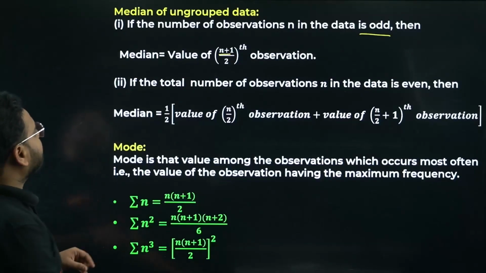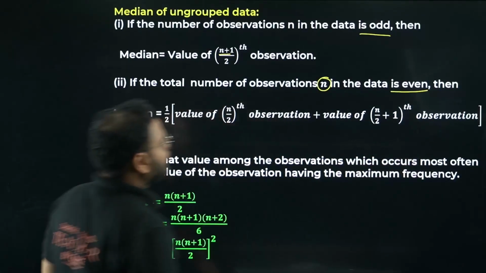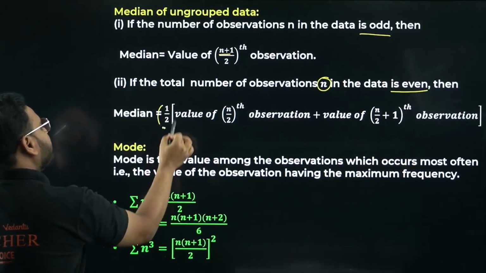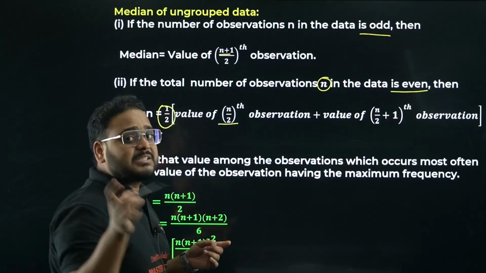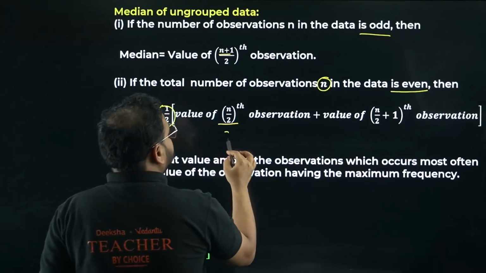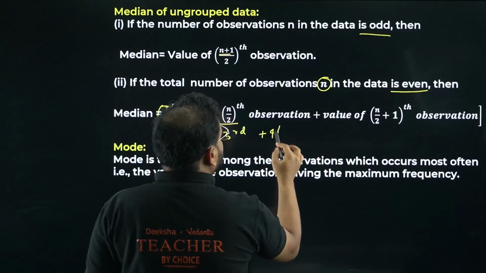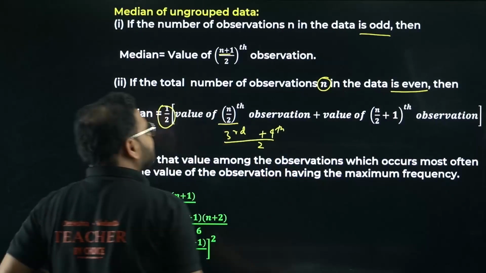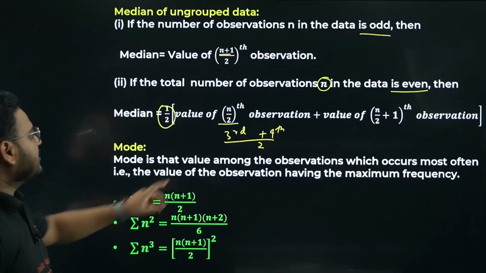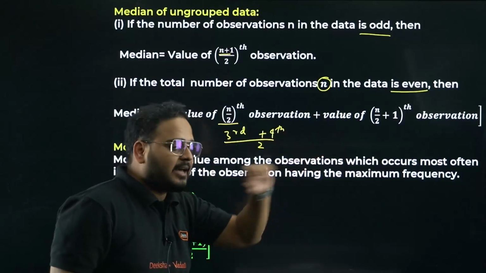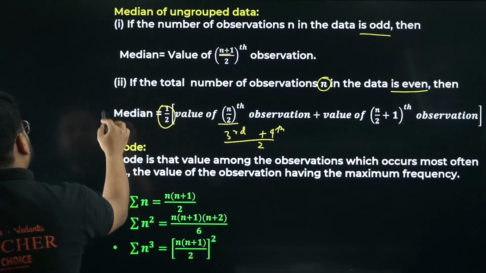Whereas if the number of observations n is even, what do you do? You find the average. Check here. 1 by 2, which is nothing but the average of the (n by 2)th term. 6 by 2 is the third term. And (6 by 2 plus 1) is the fourth term. Did I say the same thing? Please check here. Third term, fourth term, average, right? So the third term will be the (n by 2)th term, and (n by 2 plus 1) will be the fourth term. The average of that will be your median value.